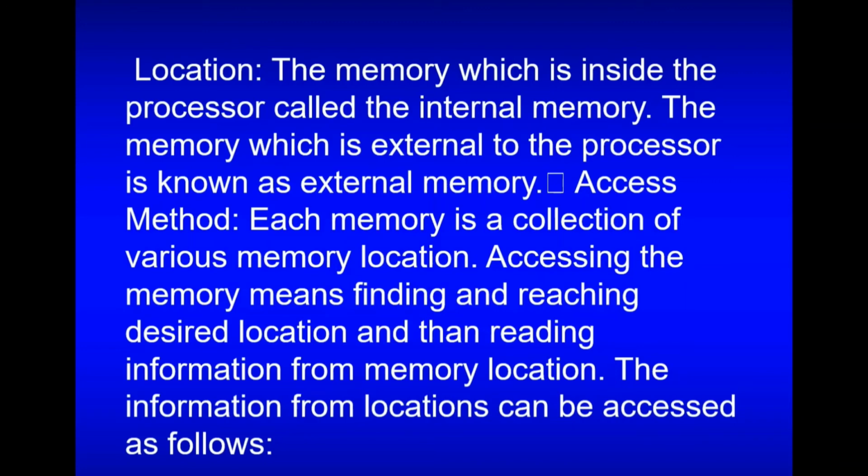Then the second characteristic is the access method. Each memory is a collection of various memory locations. Of course, accessing the memory means finding and reaching the desired location and then reading the information from that memory location. This information from a location can be accessed, of course, in random type or sequential type. Okay, so that will be the elaboration of the accessing method of memory.